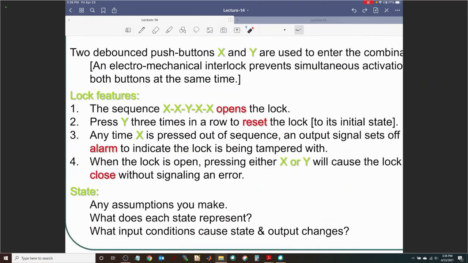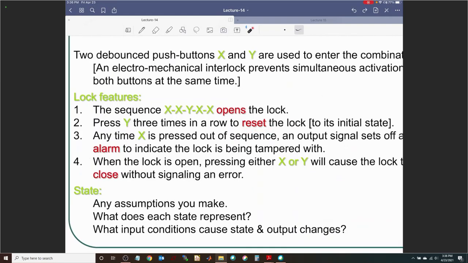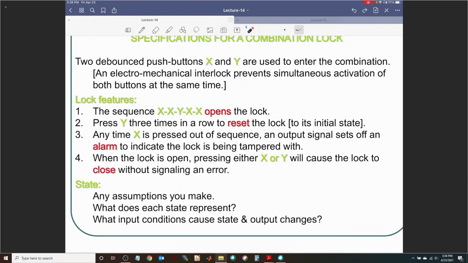That's feature number one. Feature number two, we have press Y three times in a row to reset the lock. So anytime the user, and of course the user who has purchased this lock and who is the owner of this lock, knows this code, right? So press three times. Maybe if you have realized that you were accidentally entering the wrong sequence, but you have realized it in the middle. If you press Y three times, you can reset the lock.